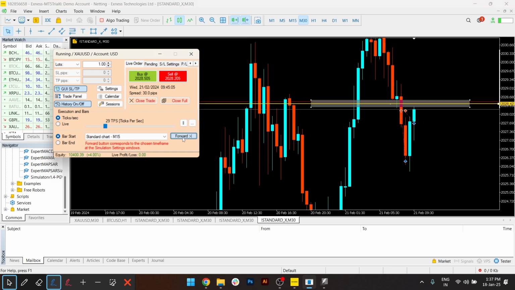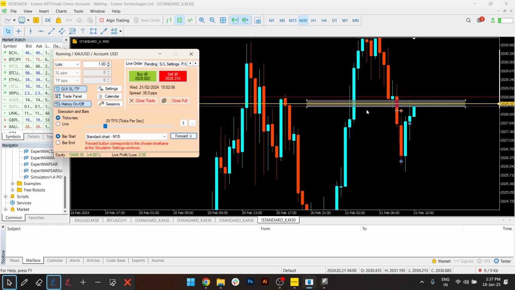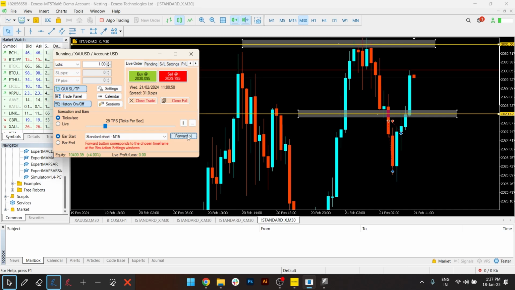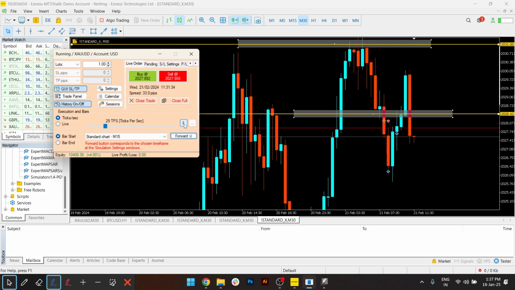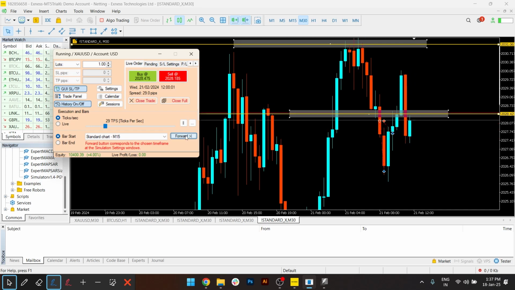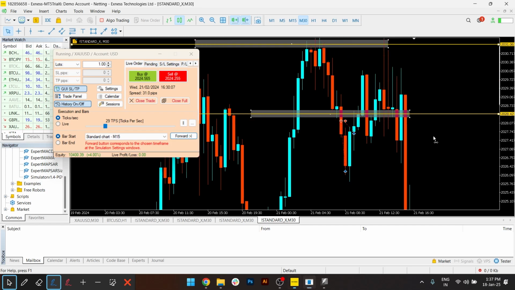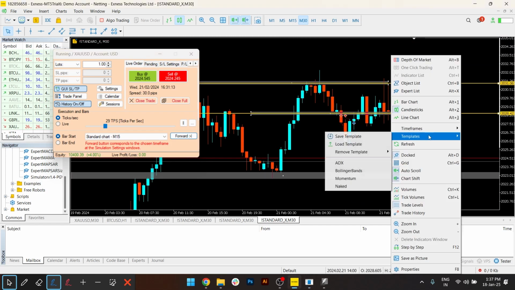Let's see now what happens. See, we are still closing below this support area. We are still bullish, and yep, then we had this ugly price action. Now there is nothing. Let's go to the next day now.